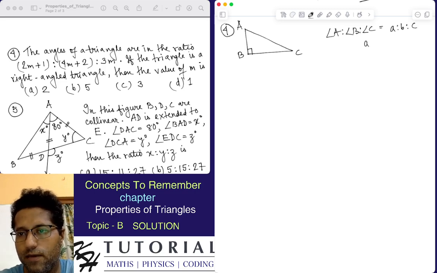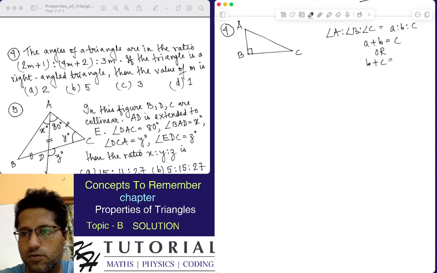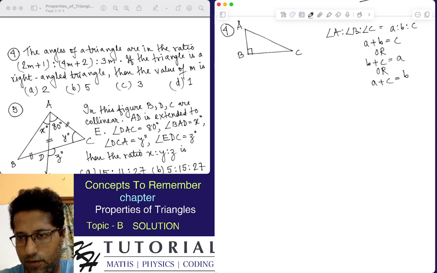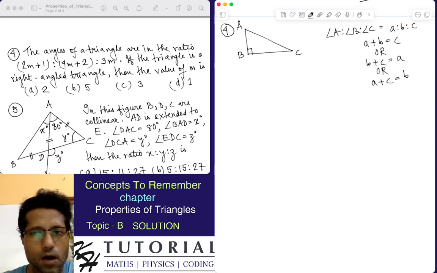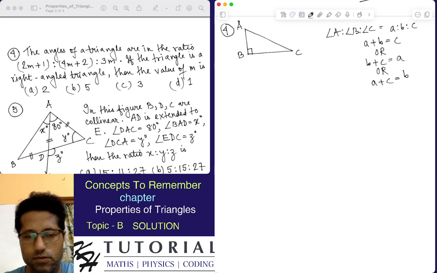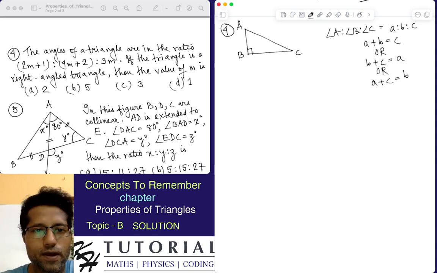So if we see that A plus B is equal to C, or B plus C equals A, or A plus C equals B, if we see this kind of relation, then only we can say that the triangle is a right angled triangle. Now we do not know the actual values of the terms because there is m involved. So what we can do is check.